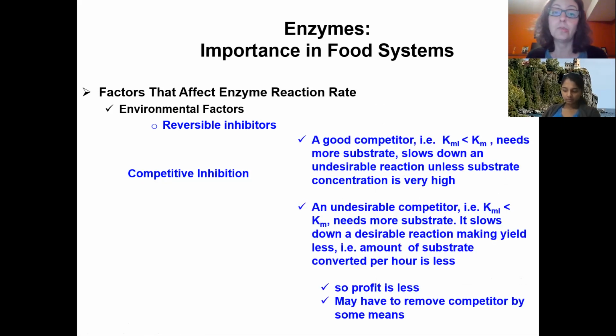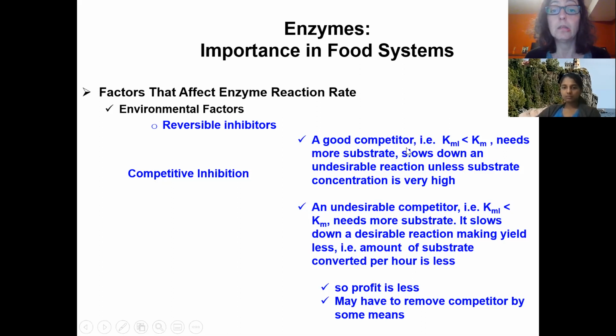Okay, so sometimes we want an inhibitor to be there. For a good competitor, your Km to the inhibitor is lower than the Km to your substrate. That means the enzyme has more affinity to the inhibitor that you add. But once you have more substrate in the system, it will overcome that inhibitor basically.